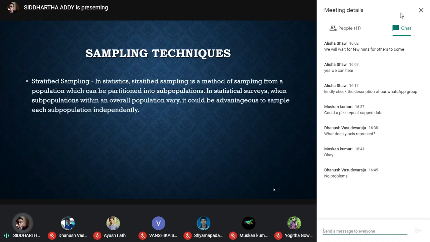There is something which is known as stratified sampling. What is the definition? In statistics, stratified sampling is a method of sampling from a population which can be partitioned into subpopulations. In statistical survey, when a subpopulation within an overall population varies, it could be advantageous to sample each subpopulation independently. It is very complicated. Oh, I know it sounds very complicated.